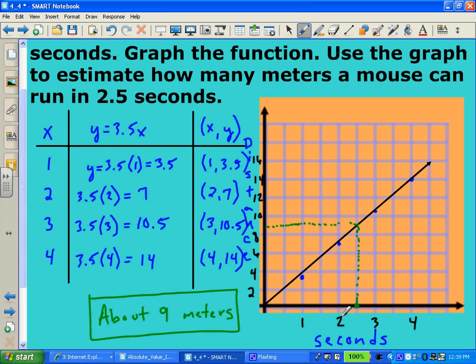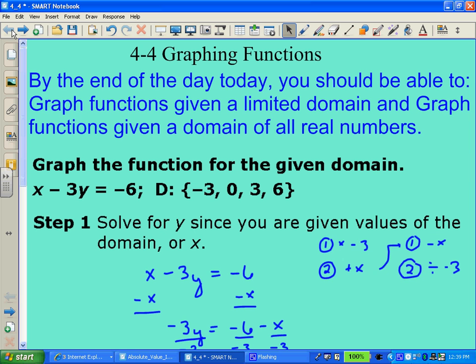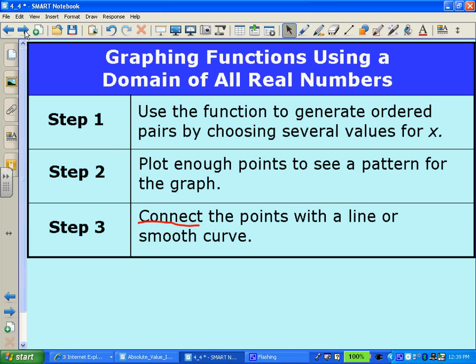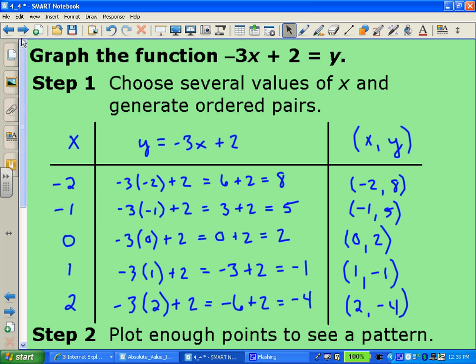So this would be the work I would see on your story problems. I would see a table, I would see a graph with your axes labeled, and then I would see your estimation piece here with the dotted lines. Alright? So, again, pretty much 3 things. We go back, we have the function with the given domain, where we solve for y, make a table, plot the points but don't connect them.